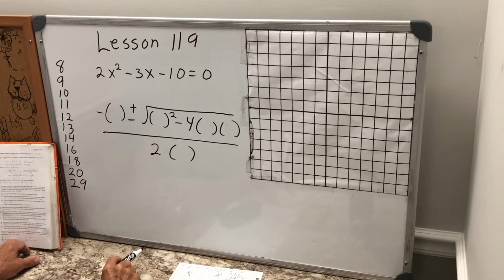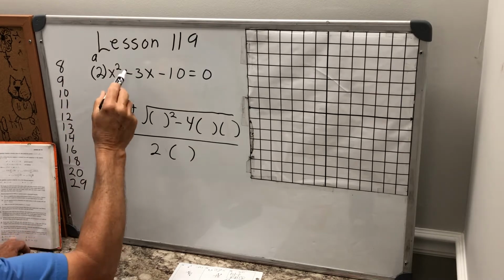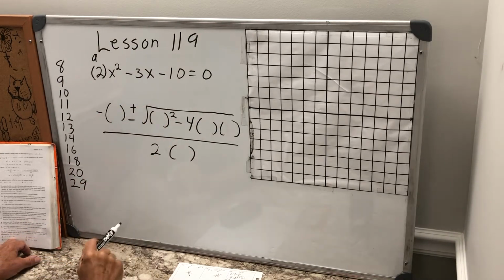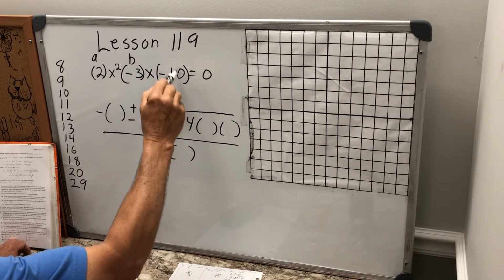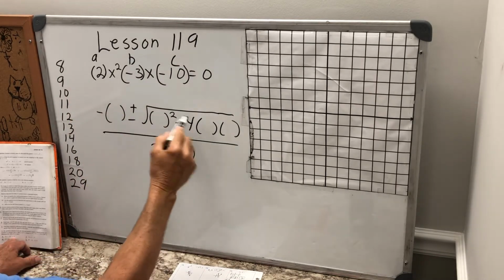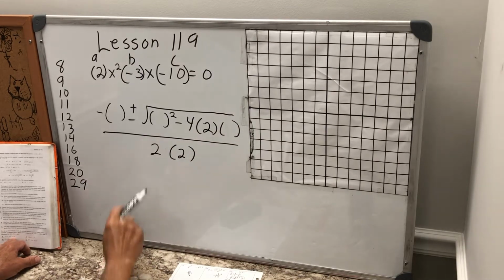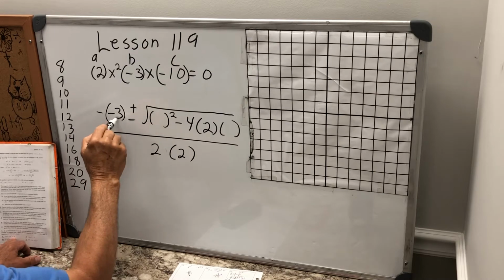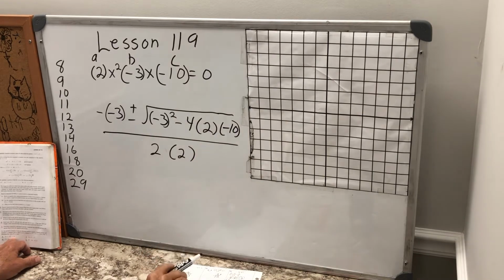Now what we have here is, what is a, b, and c? Watch this closely. A is this number right here, and these are in order. That's why if you have it in descending order, it's easy to do. This is a, this is b, and this is c. It does not include the x's. So where a is at, I will put a is right here. I know this, 2, and a is here. This is 2. Where b is at is negative 3 and negative 3. And c is negative 10. And then you work out the problem and simplify it as much as you can.